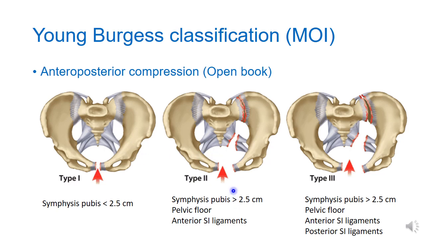If the ligaments disrupted are the symphysis pubis ligaments and the pelvic floor ligaments together with the anterior part of the sacroiliac ligaments, but the posterior part is still intact, it will open a little bit more than 2.5 centimeters. And if there is a complete disruption of all the ligaments, including the posterior sacroiliac ligaments, it will open even more and more. So there are grades of opening the book in anteroposterior compression.